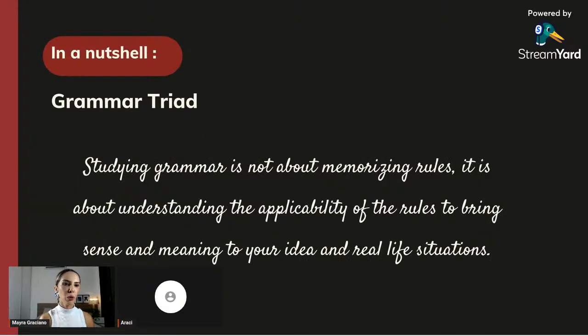Okay? And I'll go further here. Look, studying grammar is not about memorizing rules. It's about understanding the applicability of the rules to bring sense and meaning to your ideas in real life situations. So, this is what we want. We want to use the proper grammar. We want to communicate. We want to be understood. But we want this to happen in real life, not only like studying the grammar in the books, right? Okay, does it make sense?